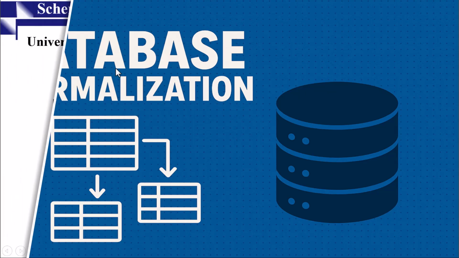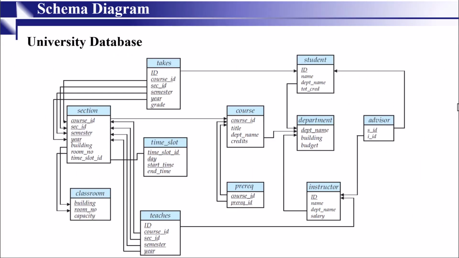So let's dive in. Here we have a reference to a schema diagram for a university database. This schema will serve as a practical example throughout our discussion, and it will help us to apply theoretical concepts to real-world contexts like university database management. For example, we have tables like student, advisor, department, instructor, course, prerequisite, takes, and time slot, and each table has some attributes here, and the underscore means primary key.